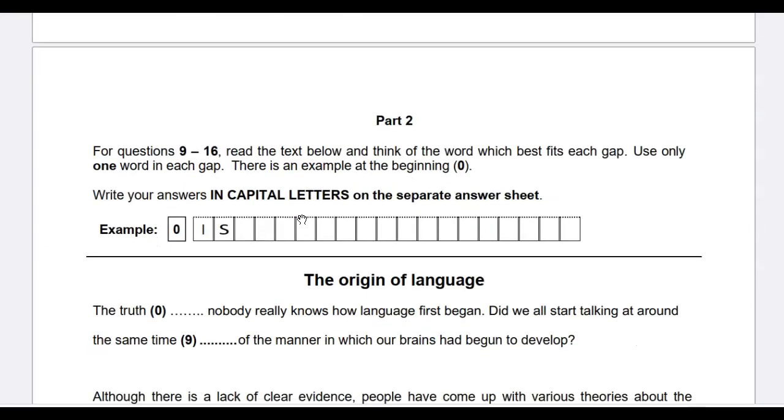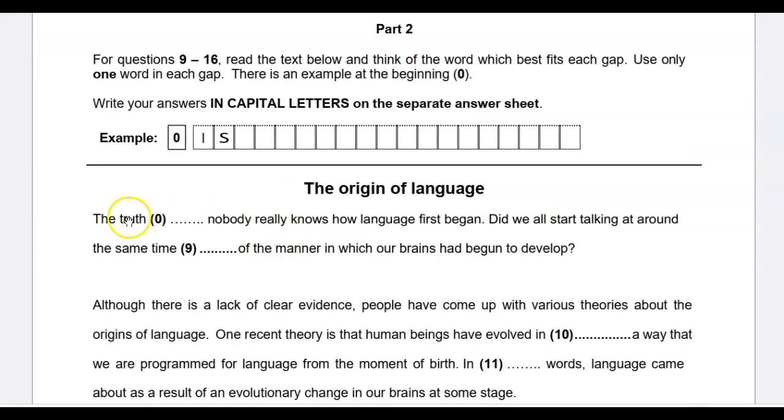Then we have part 2. For the questions 9 to 16, you are going to read the text below and think of the word which best fits each gap. You are going to use only one word in each gap. One word. There is an example at the beginning. So here we have the beginning, the truth. Which word are we going to use? In this case, the verb is.